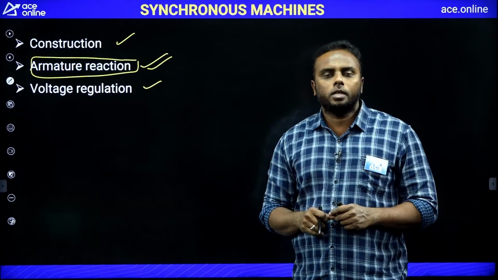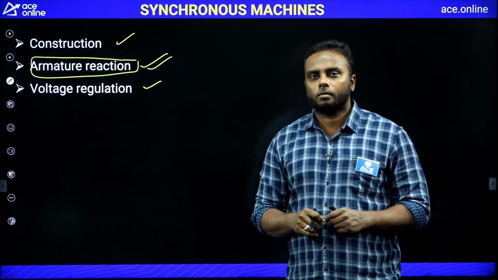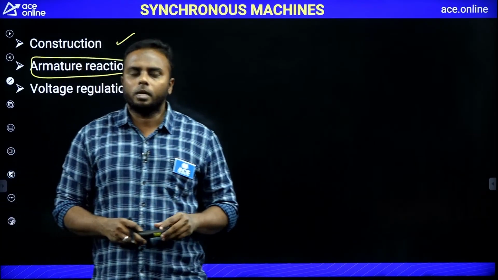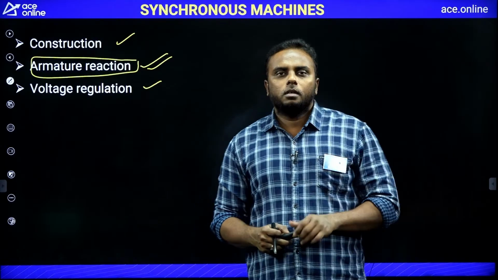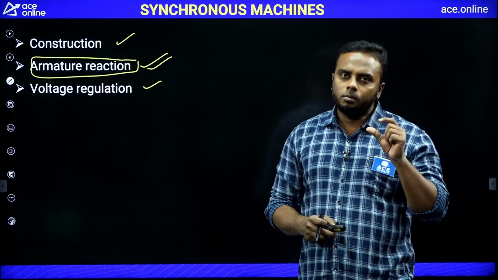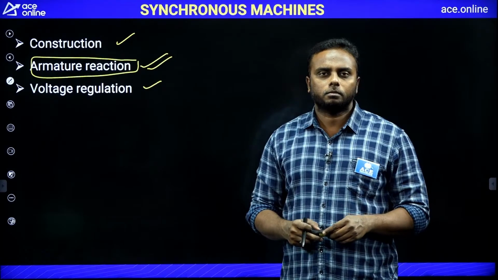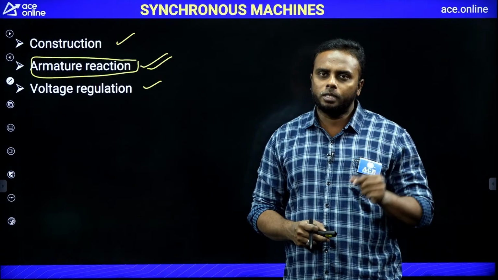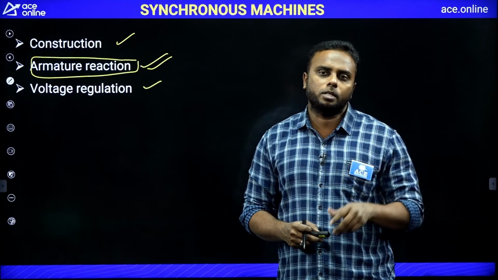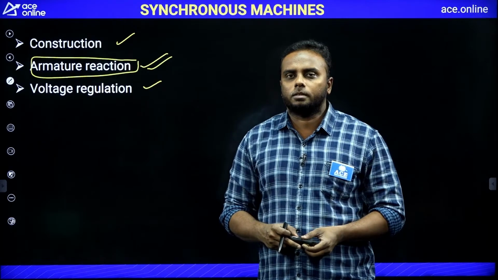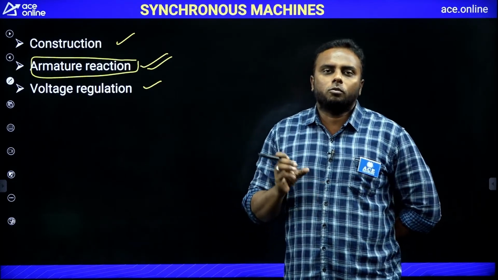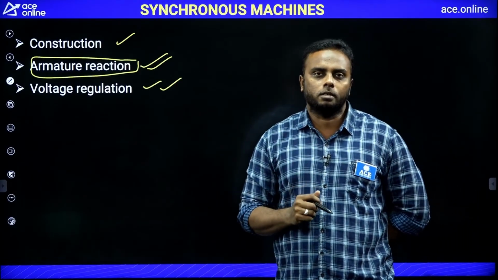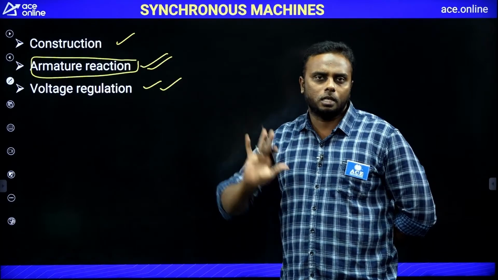But what is important here is the regulation methods. To calculate regulation we use some practical procedures. They are the synchronous impedance method, also called EMF method; next, the MMF method; next, the zero power factor method, ZPF method or Potier method as we call it; and the ASA method, American Standard Association. These methods are used to find the voltage regulation of alternators. You should know those procedures well. The remaining concept is the same as the transformer topics.